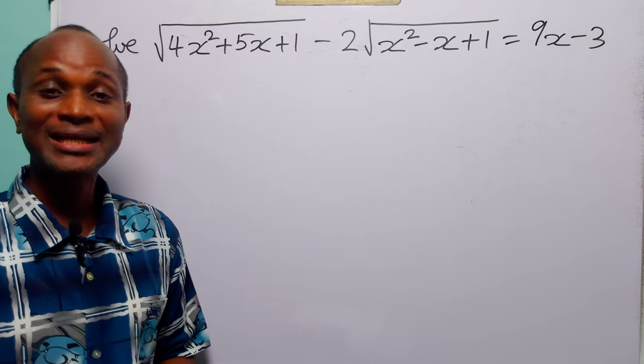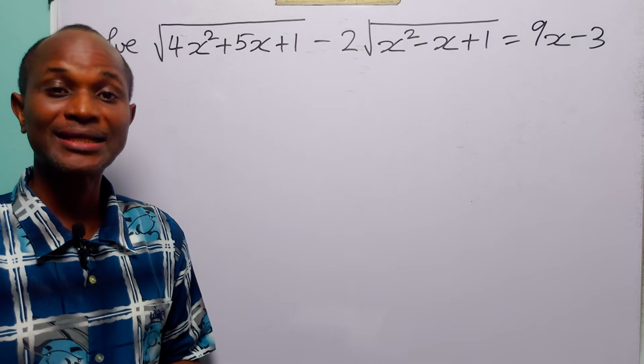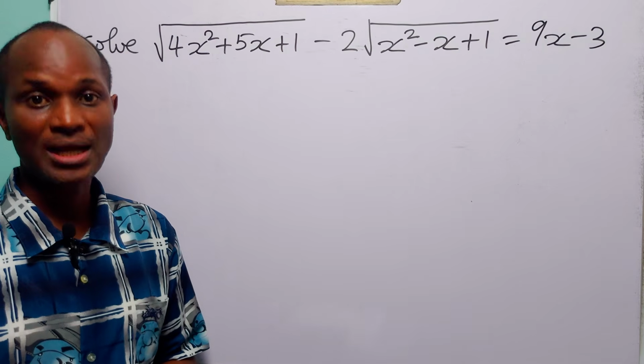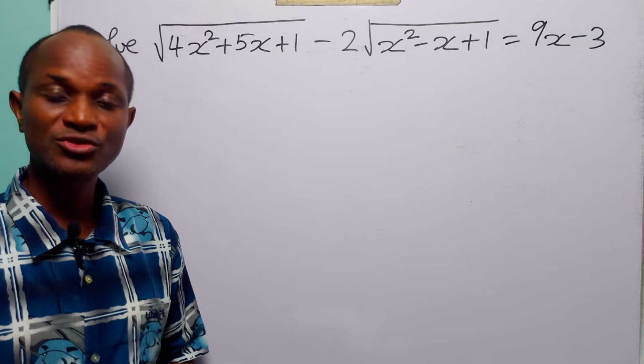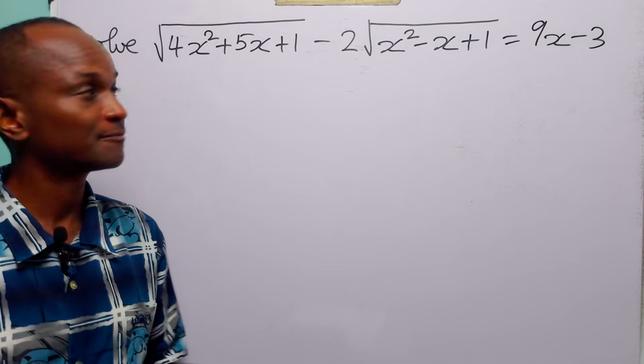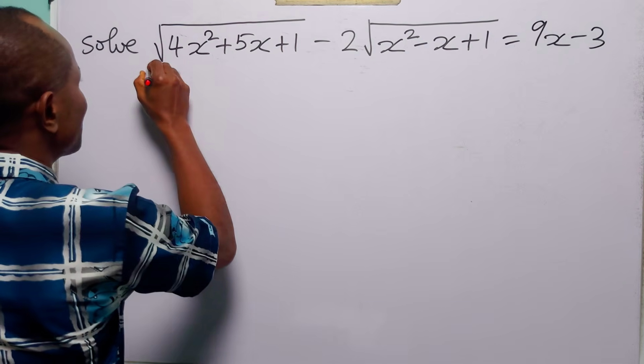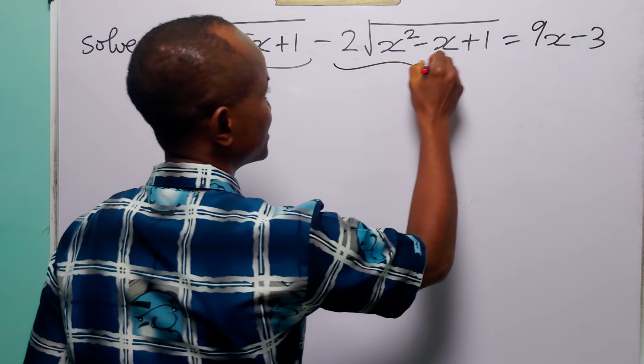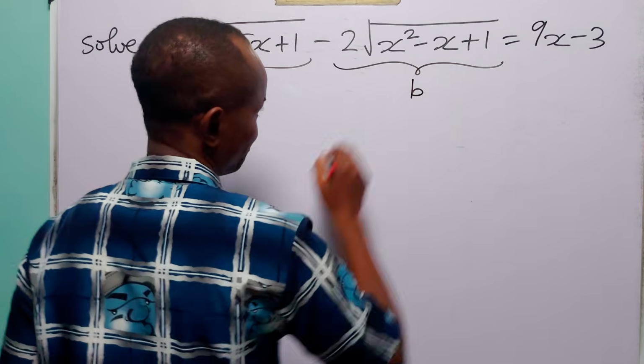Hello and welcome. In this math tutorial, our task is to find the real values of x that satisfy this radical equation. Now, to solve this problem, we are going to use the substitution method. Let us call this first square root a, and let us call this second quantity b.